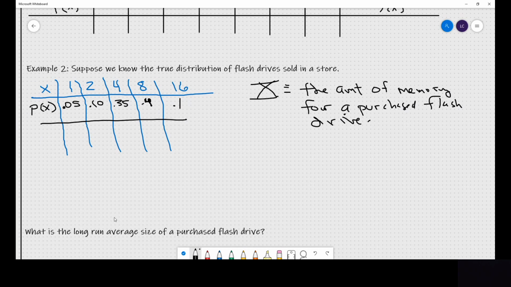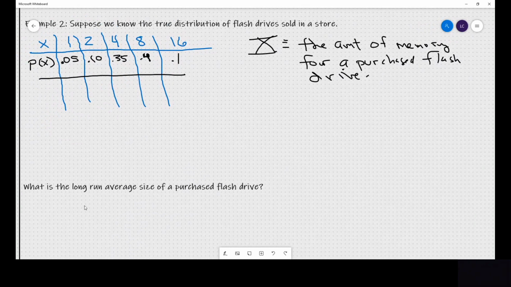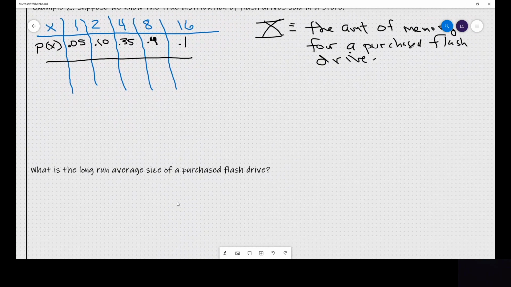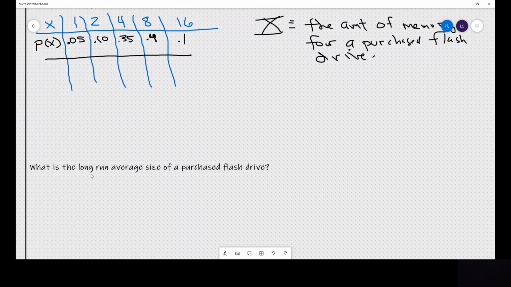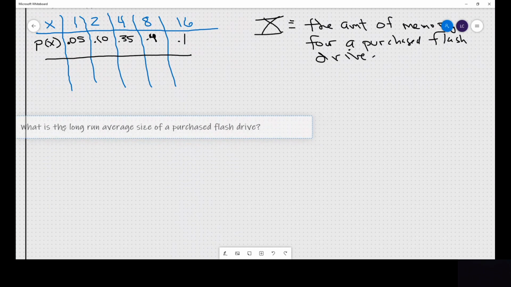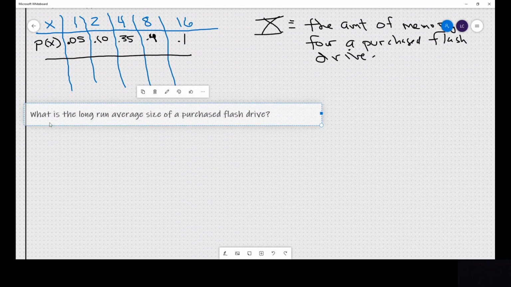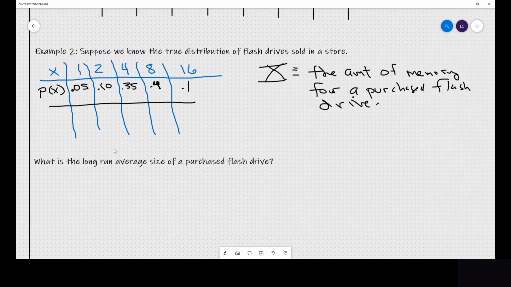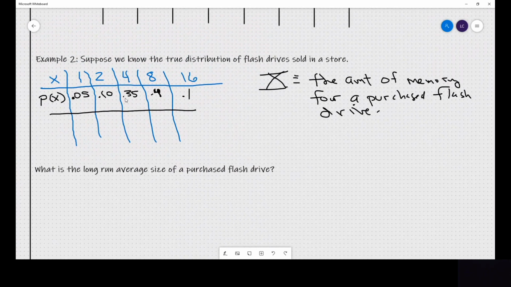And so the real question is down here: what is the long run average size of a purchased flash drive? So that's the question. If you think about it, I think it's pretty intuitive that if these are the true percentages of a 1 gigabyte, a 2 gigabyte, and so on, if we're looking for the long-term average, then if these are true, it's simply a weighted average.